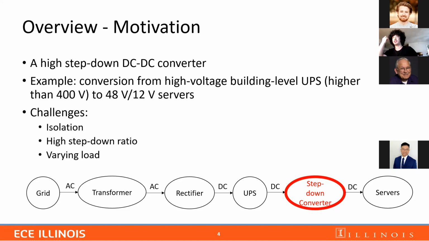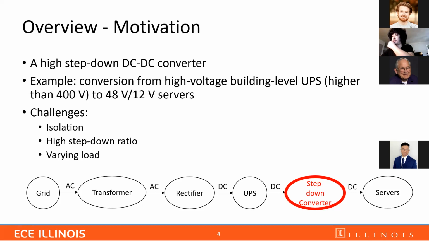In data centers, the UPS and the servers can have different ground potentials. If they share a common power line, they can create a ground loop, so we need to use a transformer to isolate the load from the source. Secondly, in our application, the conversion ratio is high, from 400 volts to 48 volts. This can place a large voltage stress across the switches and the transformers.